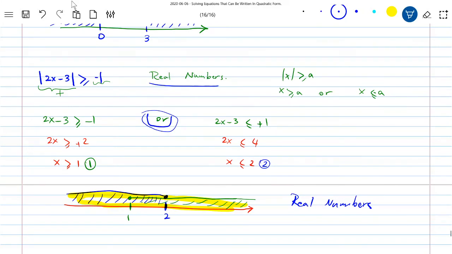Here, absolute value is always greater than a negative number. Whatever you put in here, if you replace x with 1, 2 times 1 is 2, minus 3 is negative 1. Absolute value of that is always greater than or equal to negative 1. Whatever number you put in for x, it's going to be possible.